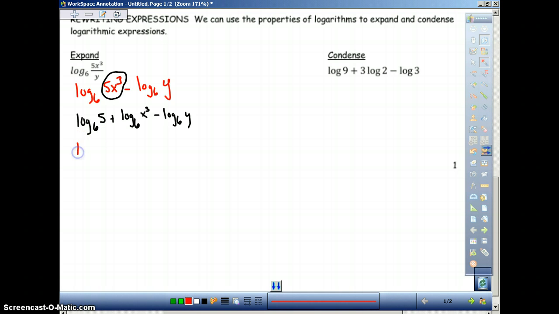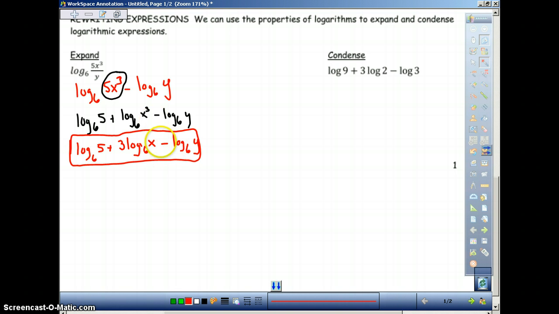So this will be log base 6 of 5 plus, this 3 will come out front, so it'll be 3 log base 6 of x minus log base 6 of y. And then that is our final solution. Okay, so that's how you expand.